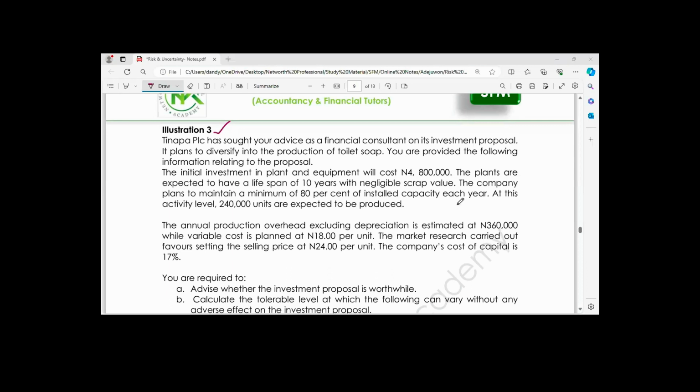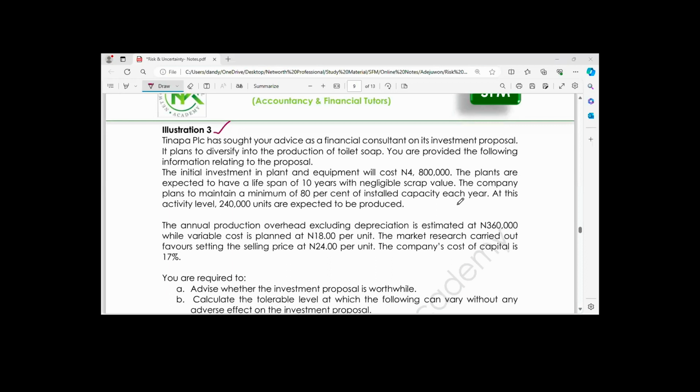Go ahead. Tinapa PLC has sought your advice as a financial consultant on its investment proposal. It plans to diversify into the production of toilet soap. You are provided the following information relating to the proposal. The initial investment in plant and equipment will cost 4.8 million naira. The plants are expected to have a lifespan of 10 years with negligible scrap value. The company plans to maintain a minimum of 80% of installed capacity each year.